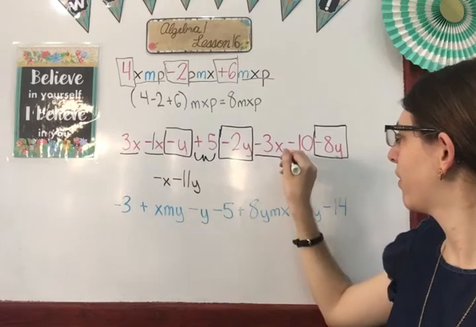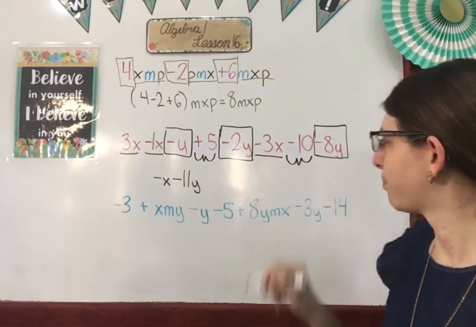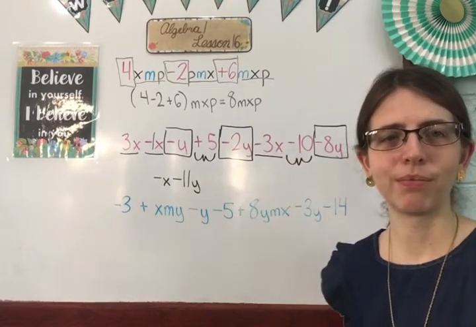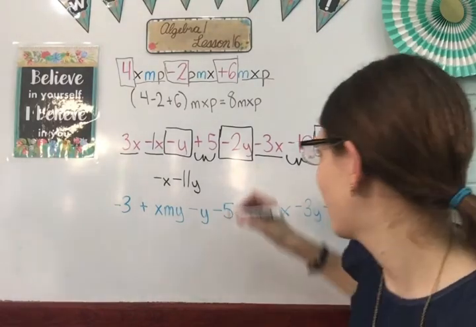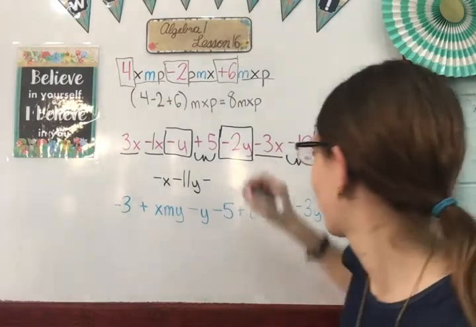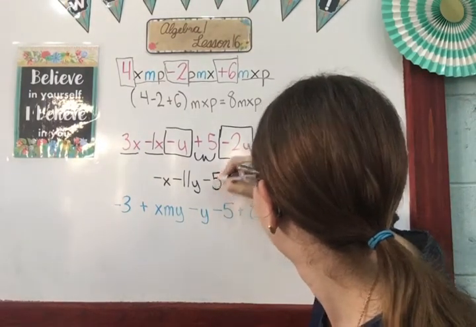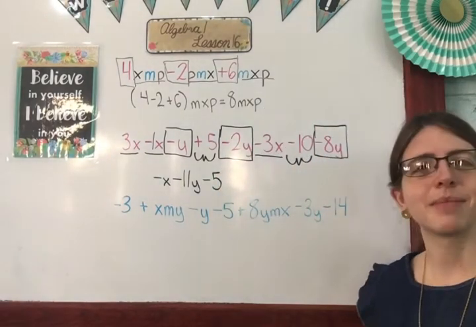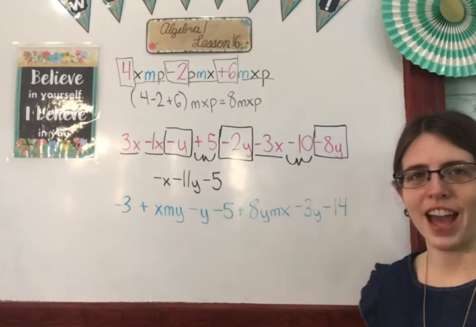All right, and my last one would be my whole numbers. Positive 5 and negative 10. 5 minus 10? Negative 5, very good. Okay, so you get negative x minus 11y minus 5.